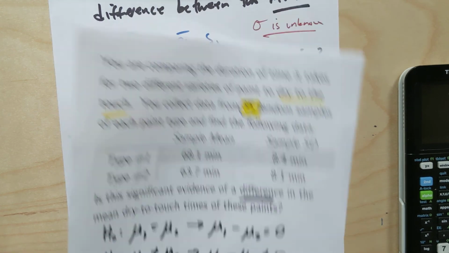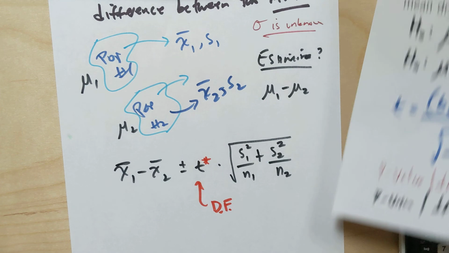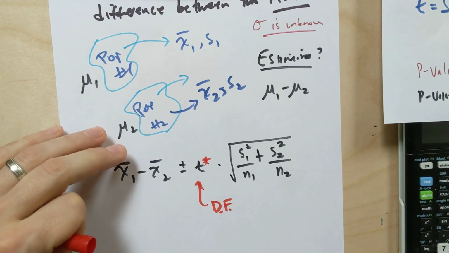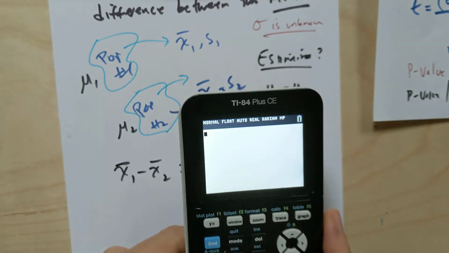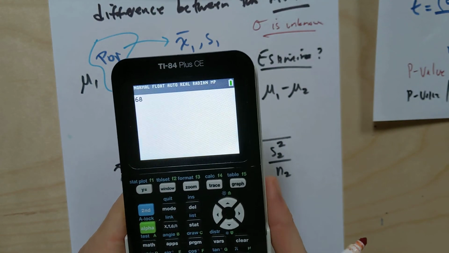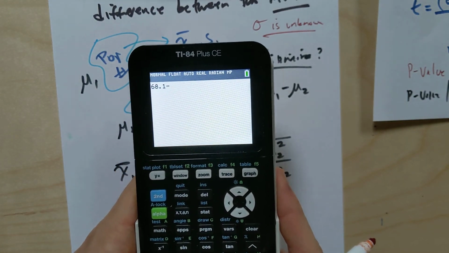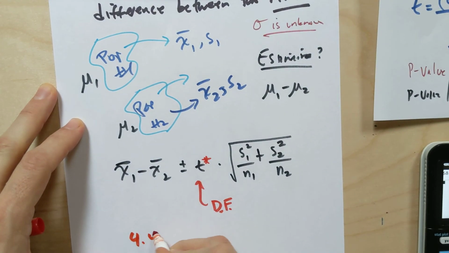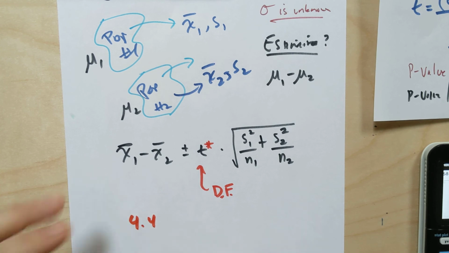If I calculated the difference there, I calculated this before, it came out to being like 4.4. Let me do it again. 68.1 minus 63.7. Yeah, it was 4.4. So this, my first best guess, my point estimate would be 4.4 plus or minus. Now I need a particular t.